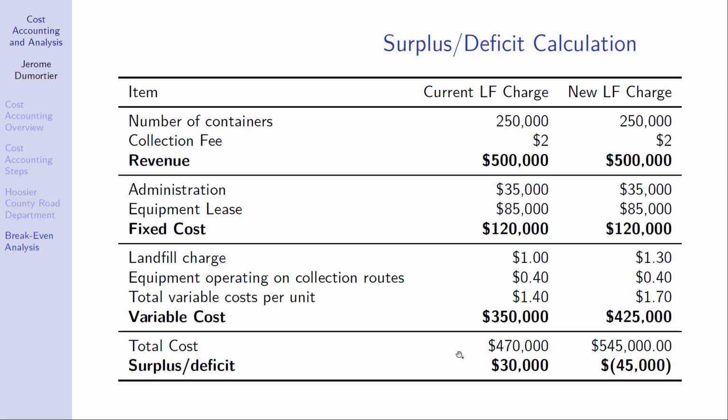Note that the surplus here you can calculate by taking the revenue minus the fixed cost minus the variable cost, and you're getting the $30,000 in surplus. And you do the same for the new landfill charge, and you're getting the $45,000 in deficit.